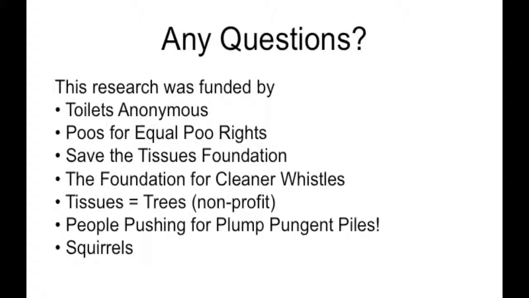This research was funded by Toilets Anonymous, Poos for Equal Poo Rights, Save the Tissues Foundation, the Foundation for Cleaner Whistles, Tissues Equal Trees, non-profit, People Pushing for Plump, Pungent Piles, and Squirrels.